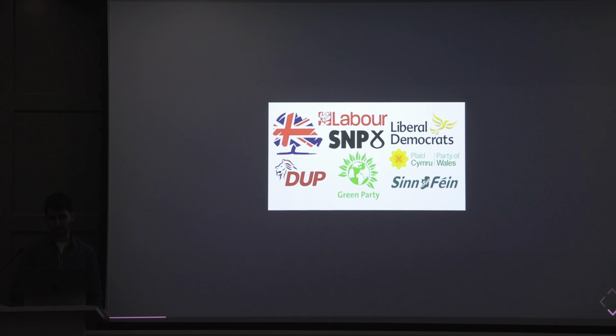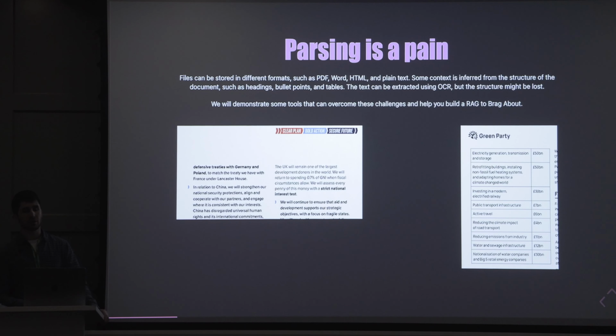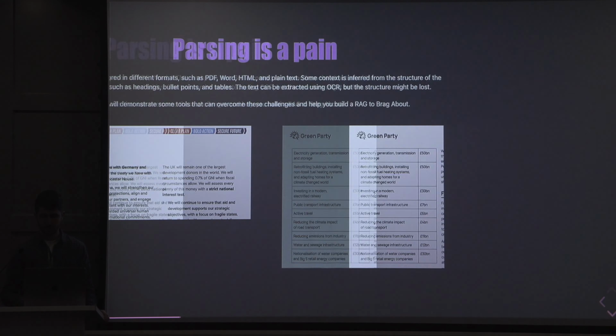So there are multiple parties. I've downloaded their manifestos. They all come in PDF format. And usually parsing is a pain with these kinds of PDF documents, and that is because you have paragraphs and you have tables. When you try to parse that into simple text, you lose the context. For example, when you want the electricity generation, transformation, and storage to be in the same line as the 50 billion pounds, it will sometimes be hard to parse it in the same line. But I will show you tools and methods on how to overcome this challenge.